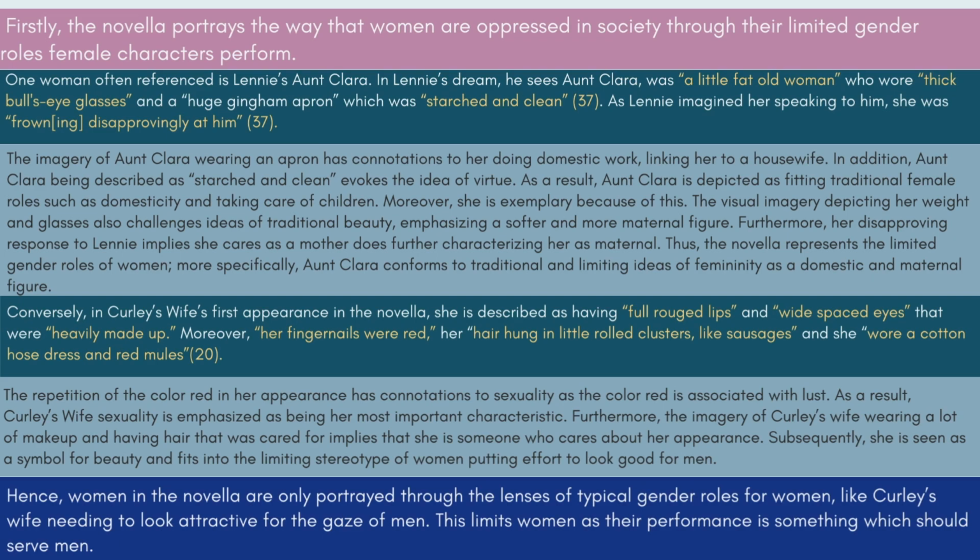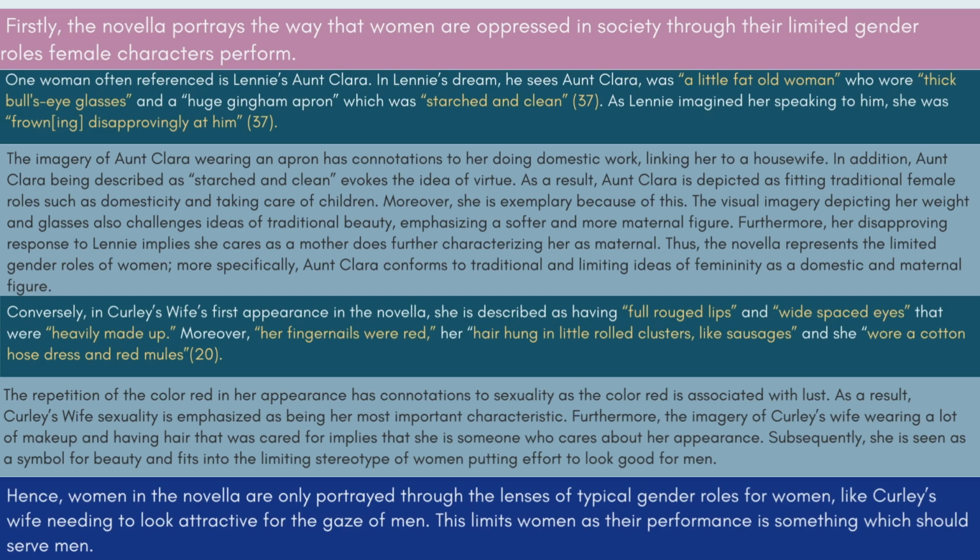The repetition of the color red in her appearance has connotations to sexuality, as the color red is associated with lust. As a result, Curly's wife's sexuality is emphasized as being her most important characteristic. Furthermore, the imagery of Curly's wife wearing a lot of makeup and having hair that was cared for implies that she is someone who cares about her appearance. Subsequently, she is seen as a symbol for beauty and fits into the limiting stereotypes of women putting effort to look good for men.